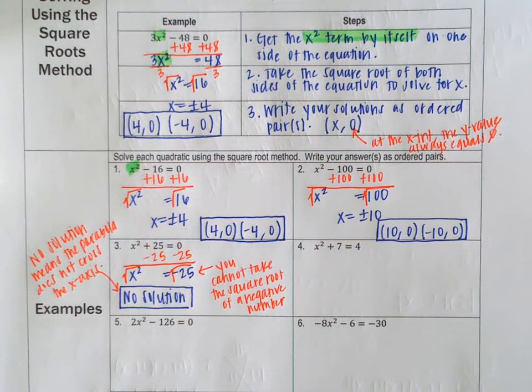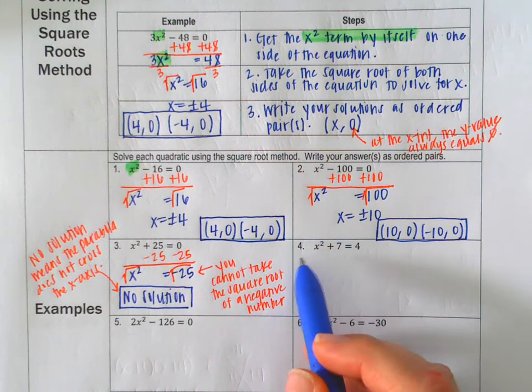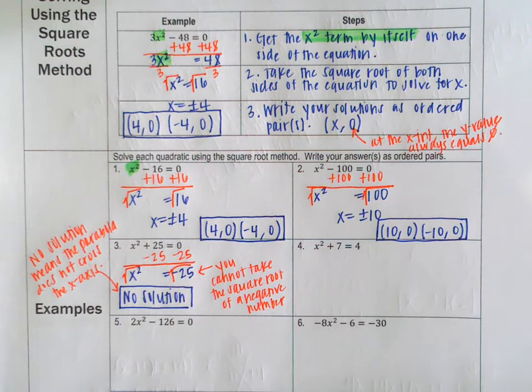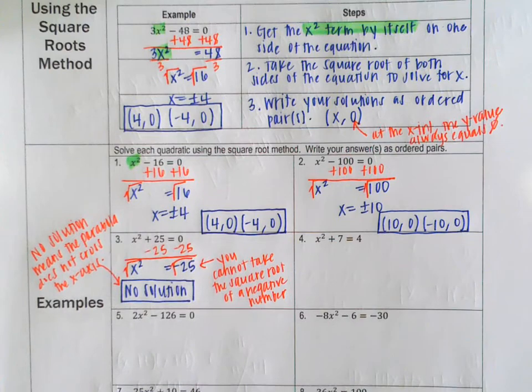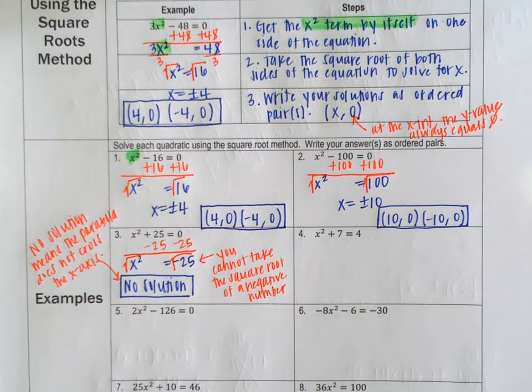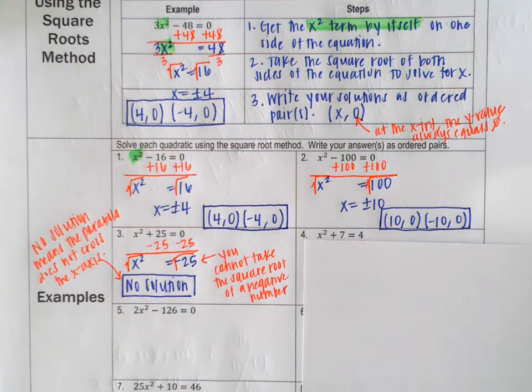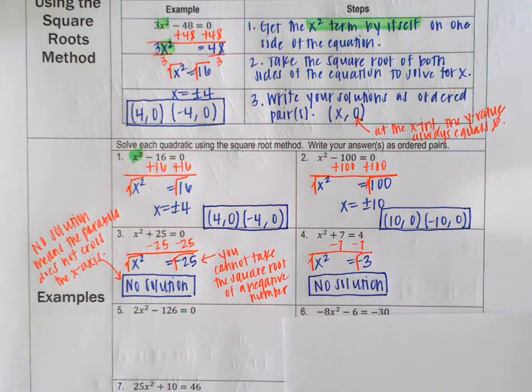Okay, so what I want you guys to do is try 4 on your own. So pause me here, try 4 on your own, and then come back and check to see if you got the right answer. So you should be coming back at this point to check your answer. So now when we look at our answer, you move the 7 over, take the square root of both sides, but because you're taking the square root of a negative number, it's no solution again.